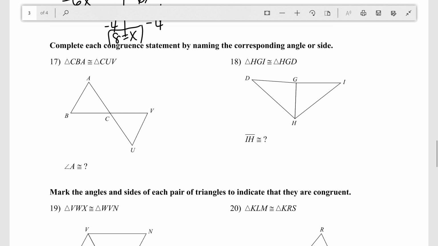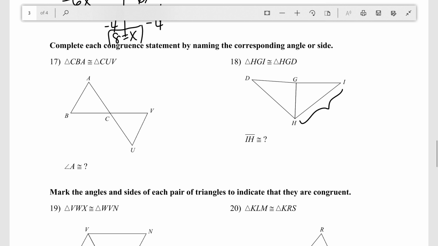As we move into this next section of your worksheet, it says to complete the congruent statement by naming the corresponding angle or side. So let's take a look at number 17 here. Well, actually, let's take a look at 18. I think 18 is a little trickier, and you can still apply the same methods that we use on 18 for 17. So number 18, it says that we have the triangle HGI congruent to the triangle HGD. And I want to know what is the piece that is corresponding to this IH part.